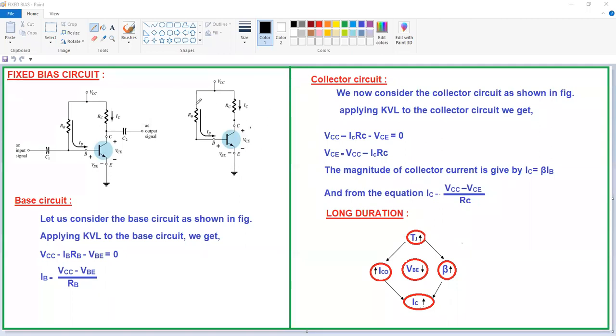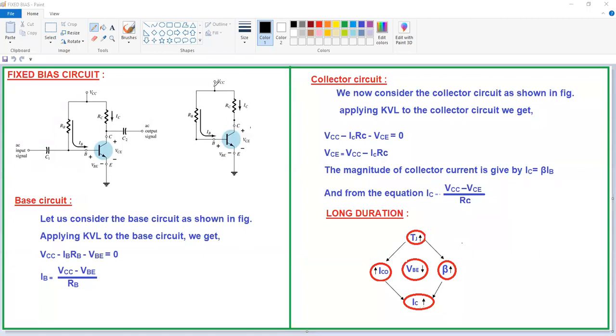equation. That is, I am going to apply the KVL to the input side as well as the KVL to the output side. Now, what are the elements connected to the input side? That is VCC, resistor RB, and the voltage across the transistor, VBE. Now, VCC is your voltage source, whereas across the resistor there is a voltage drop, and across the transistor also there is a voltage drop.